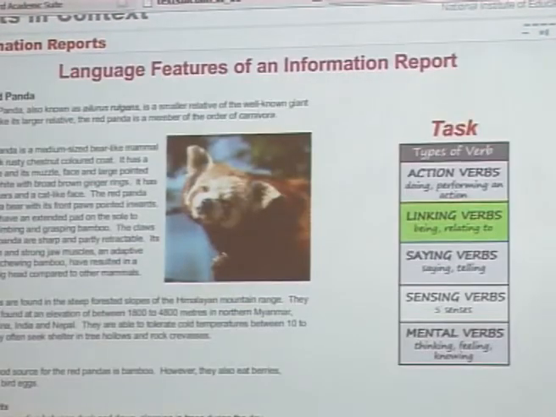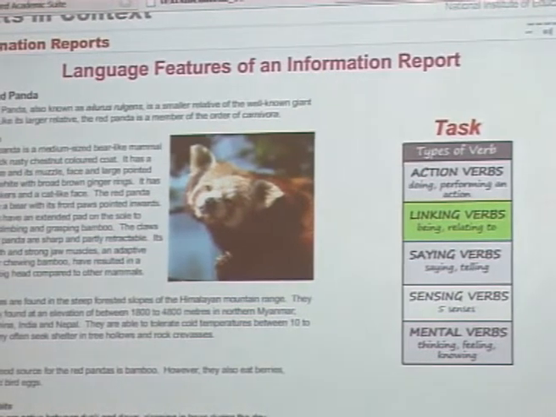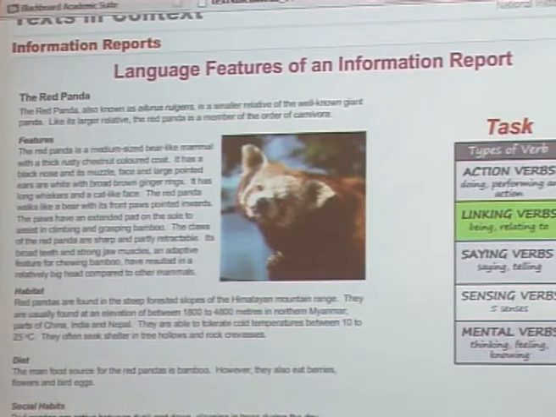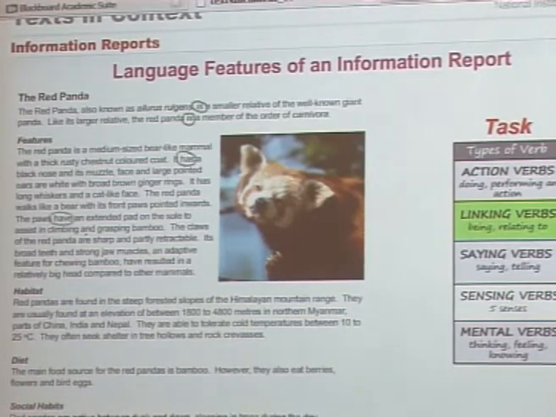Did you notice? Let's discuss this. I'm sure you noticed that there are many linking verbs. Here are some of them. What do these linking verbs do?